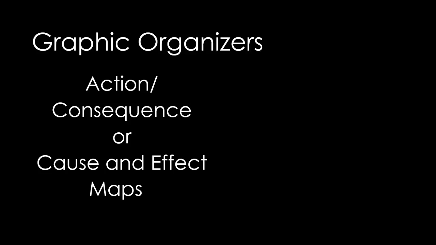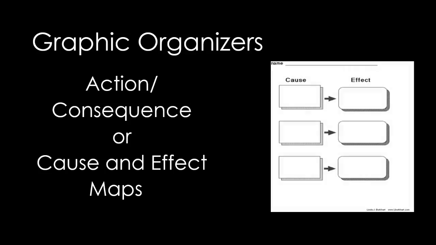The next are action, consequence, or cause and effect maps. Now, I love this because I think students don't think that their actions have any effects, or that there are no consequences to their choices. So this really talks about the kinds of choices that students make. And here's a simple graphic organizer that you can find online, and you can have students talk about an event. They can list the events on the left-hand side, and then they can come back and see what the effects were as the story progresses.